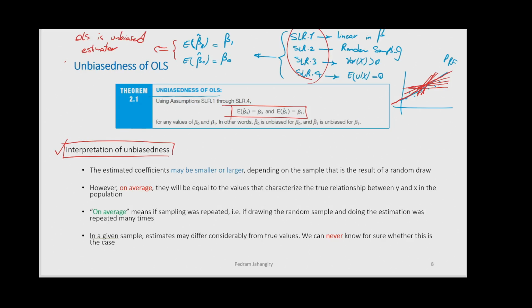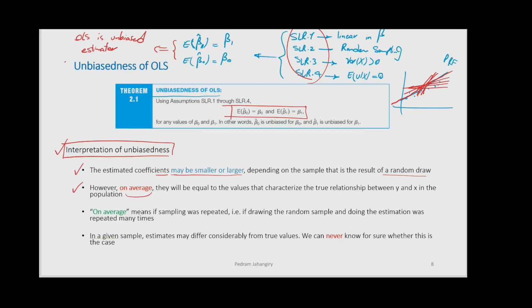The estimated coefficients, beta hat 0 and beta hat 1, may be smaller or larger than the population parameter, depending on the sample, which is the result of a random draw. You never know. Okay, so you never know if your slope is greater or smaller than the true slope out there in the universe.